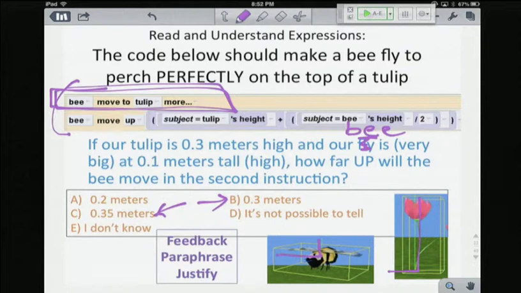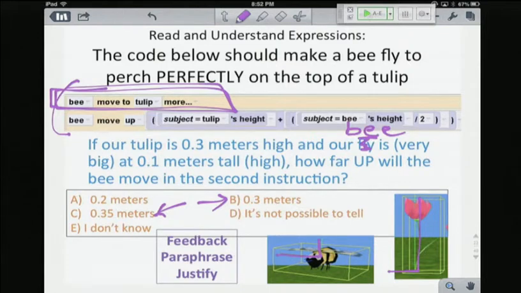Okay. So the key thing that I would like that you brought up here is it says bee move to tulip. That's the first thing that happens. So the bee moves to the tulip. And at that point, whenever we see move to, we need to know where the heck is the center of this thing. Because the move to command, as we said in the previous slide, is going to make the centers of two things overlap.